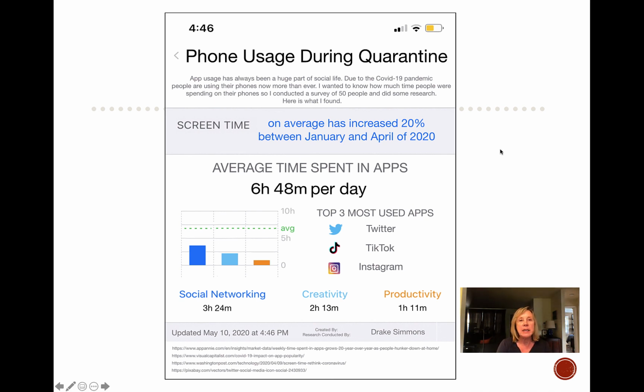Now, the layout of this, he had to manage the layout of this. In a perfect world, these three would not be along the bottom, detached from the chart. However, because of the use of color, we do make that connection with creativity, productivity, and social networking.